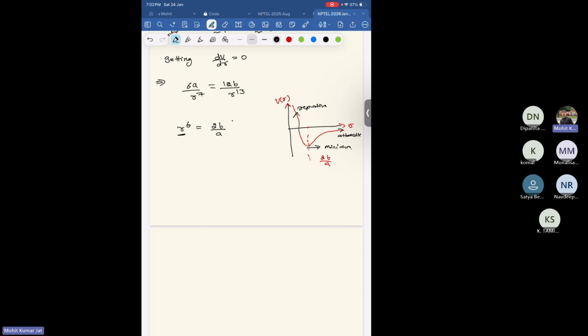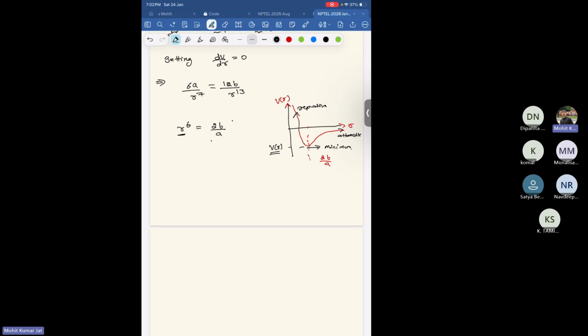When your potential is minimum, then your electrons are basically trapped in that one. Your atoms are trapped in that one, and that's where you'll get this most stable state. Now, the question asks what is the V minimum basically. V(R) minimum in this case. That's what we have to calculate.